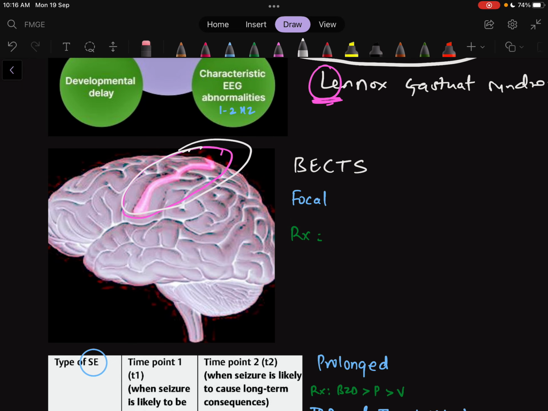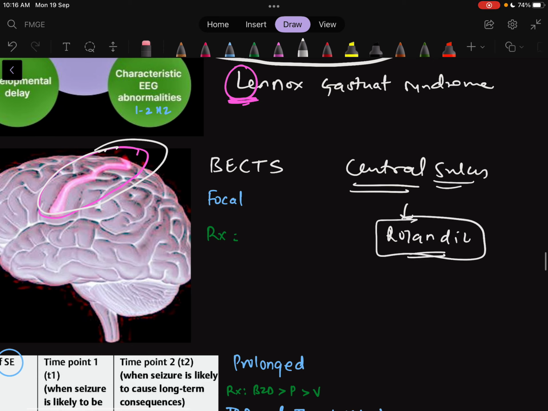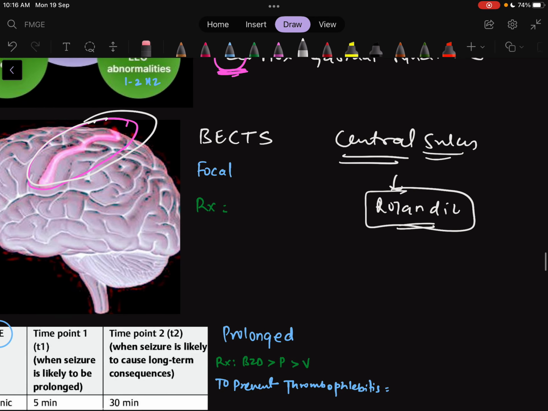If the central sulcus is mentioned anywhere, then that is Rolandic epilepsy. This is a benign type of epilepsy, in which as the child gets older, the epilepsy will settle down.